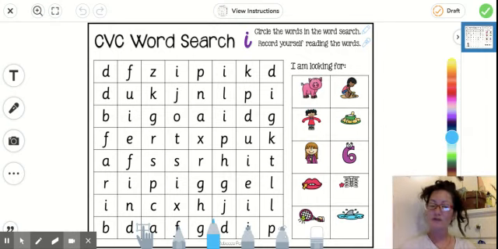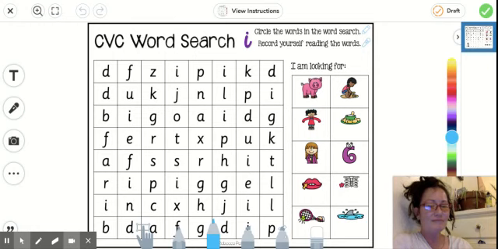For those of you that know how to do word searches, you probably don't need to watch this video. If you've never done a word search, then this video is for you. Or if you need a brush up on word search strategies, you might find this video helpful. Anyways, a word search. What's a word search? You're going to search for words. And in this case, you're going to be searching for short I words.